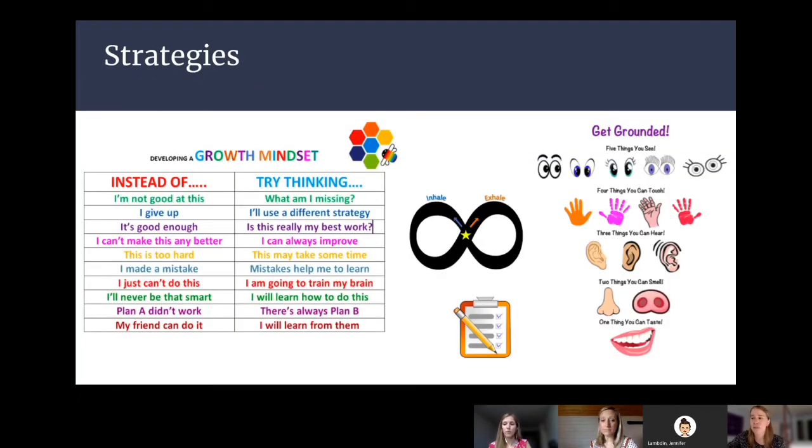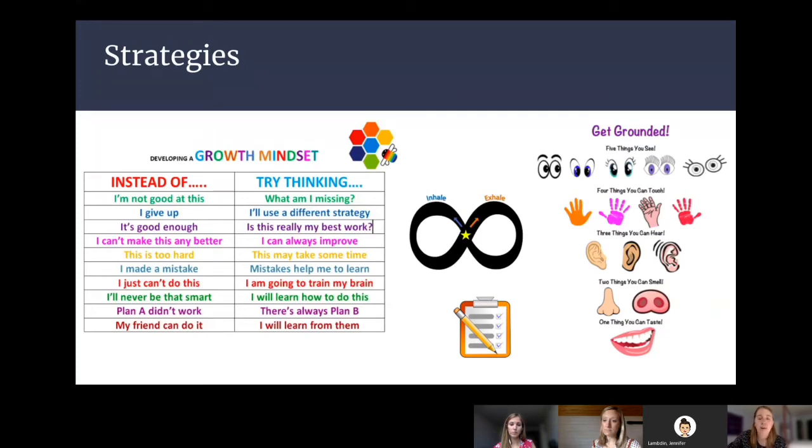These are just a few visuals to demonstrate some of the recommendations on the previous slides. This first visual is an example of growth mindset language that shows how we can really turn what we call a fixed mindset into a more flexible one, or a growth mindset. So for example, instead of saying "I give up," which is a very fixed statement, encouraging the child to say something like, "I'll just use a different strategy."